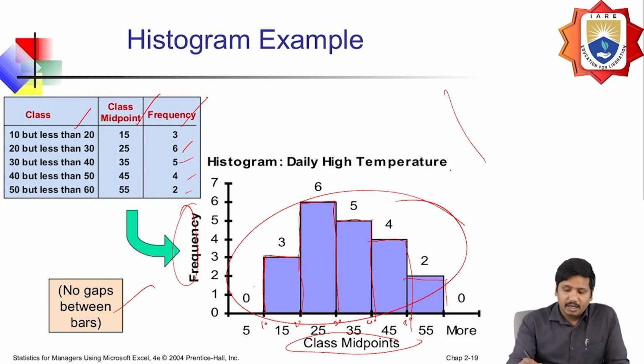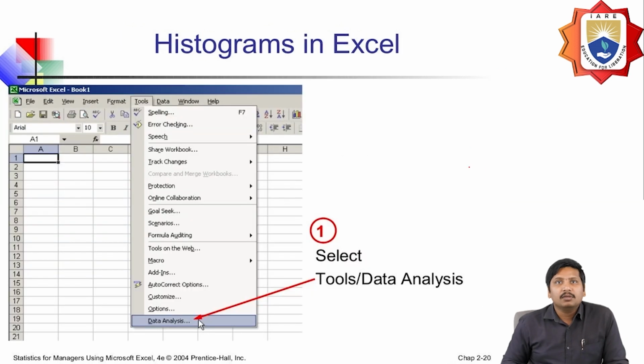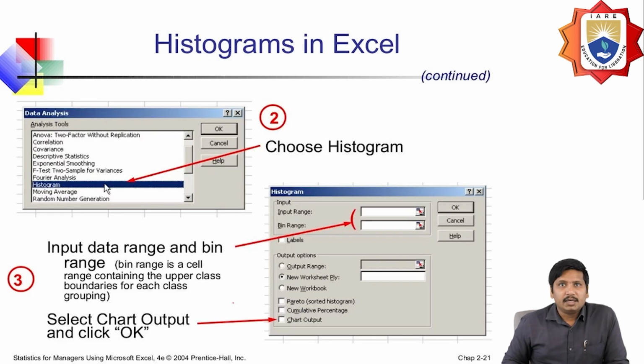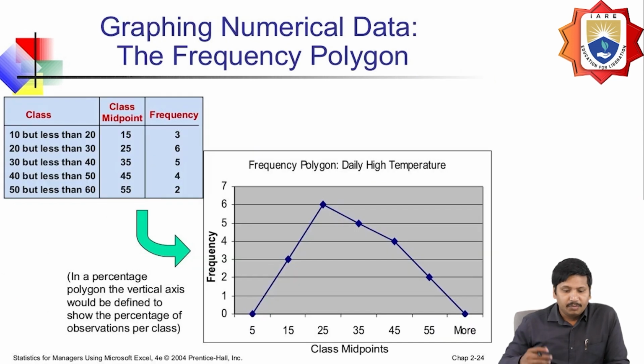If I maintain a gap space between each and every bar, then it should be treated as a bar diagram, not the histogram. In Excel also you are able to construct it. By going to Tools, we have Data Analysis. By selecting this, we can select an option like Histogram, and by clicking on that, we have to specify the input range and all. From that, we insert the data values and obtain the histogram.